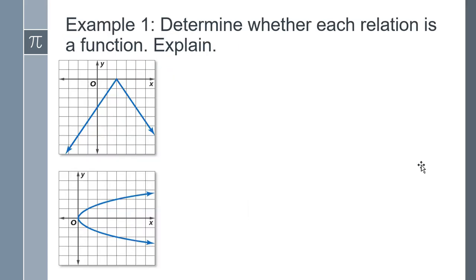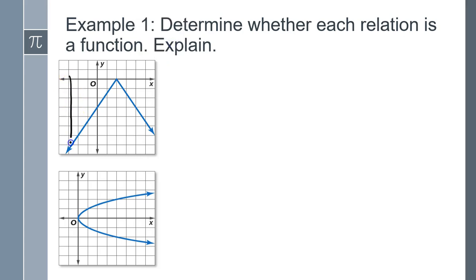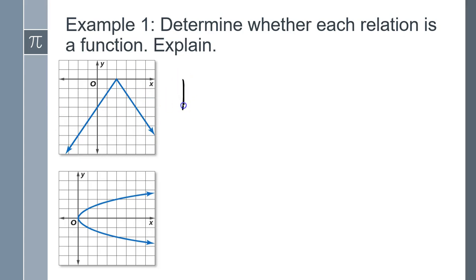So let's go over two examples. We're asked to determine whether each relation is a function, and we're asked to explain. So let's look at this first graph. If I were to create vertical lines everywhere along it, I would be creating a vertical line here, here, here, and here. And what do we notice? We notice that it's only going to hit one time. It'll never get 2 points when I make vertical lines. So this one indeed is a function.